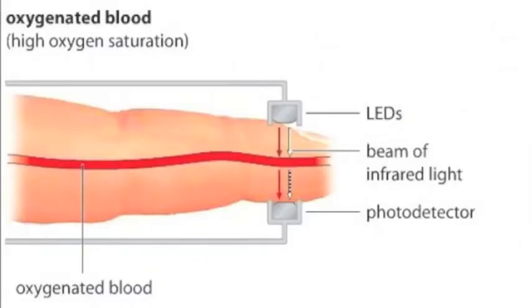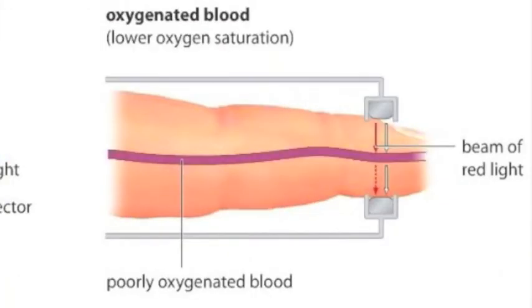The color of blood depends upon the amount of oxygen the hemoglobin is carrying. Oxygenated blood, which has a high oxygen saturation, is a bright crimson red color. Blood with a low oxygen saturation is much darker.